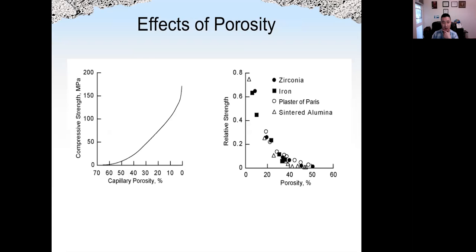And here is the effect of porosity for different types of materials. In general, the higher the porosity, the lower the strength. All the different types of materials show the same thing: for the same type of material, higher porosity results in lower strength.